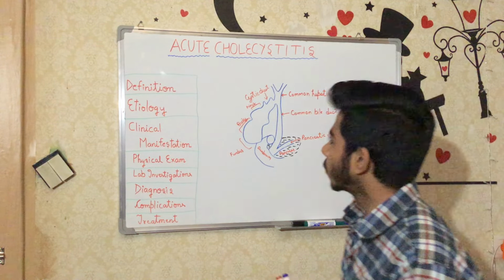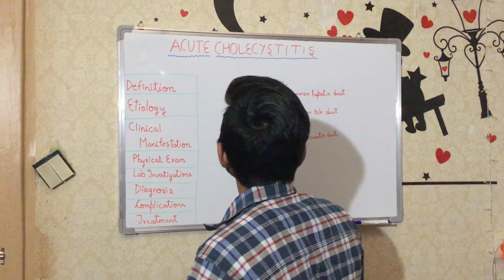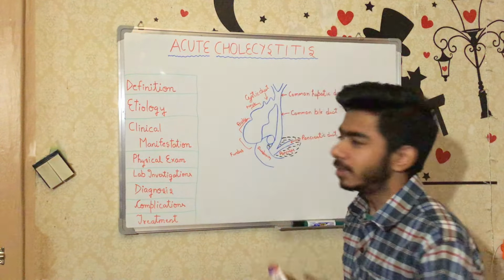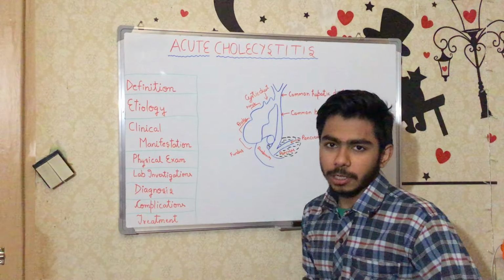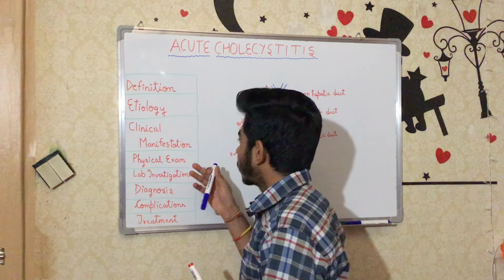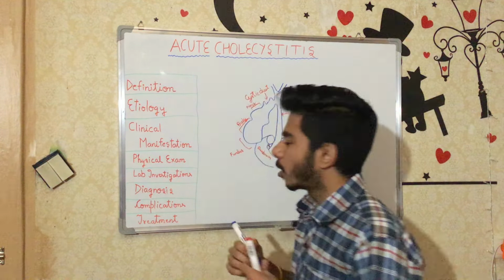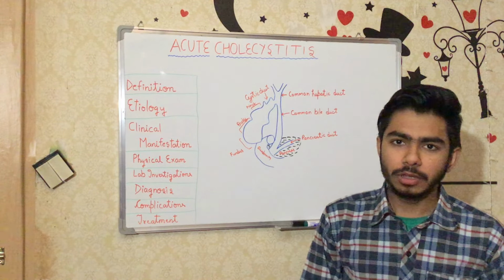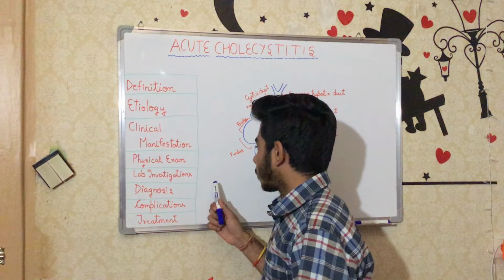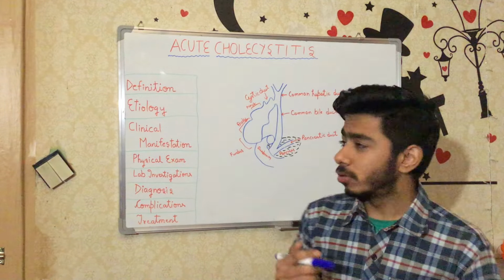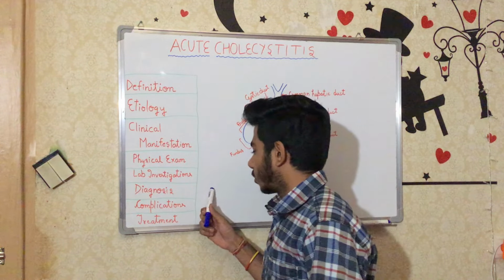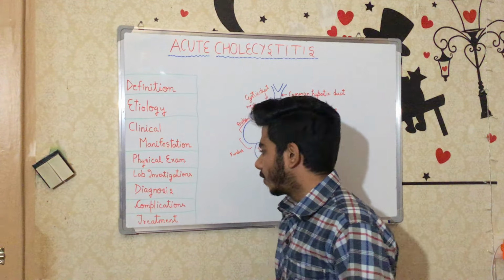Throughout this video, first I will talk about the definition of acute cholecystitis, what this term actually means, and we will talk about the etiology, what the causes of this condition are. I will talk about the clinical manifestations, the signs and symptoms of these kinds of patients, and the physical examination, how we can confirm the diagnosis of such patients. And then we will talk about some lab investigations, how some lab data can remind you about acute cholecystitis, about diagnosis, and then we will end this video with the complications and the treatment of this patient.